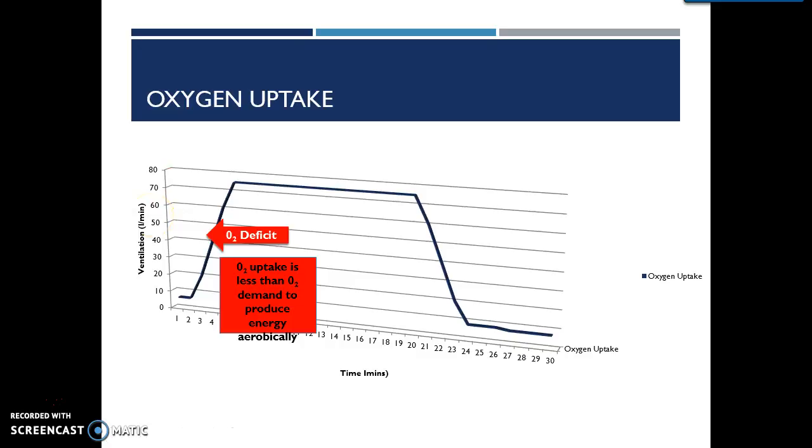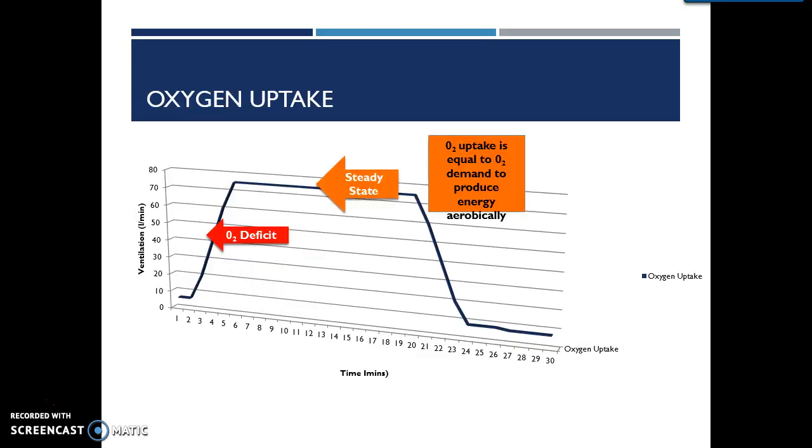The first term, oxygen deficit, is when O2 uptake or oxygen uptake is less than the oxygen demand to produce energy. Put simply, when we start to exercise, there is an insufficient amount of oxygen available in the body, therefore there is a deficit. There is a lag in the amount of oxygen available for exercise.